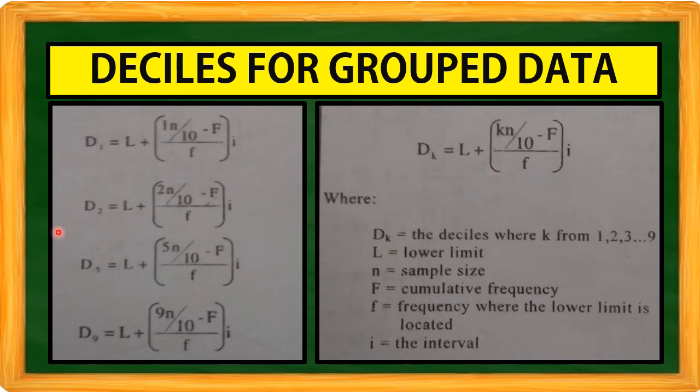So ang pinapalitan lang, pag decile 2, lalagyan natin ng 2 instead of 1. Decile 5, 5 din ang gagamitin natin. Decile 9, 9 din ang gagamitin. Yung D sub k is the deciles from 1 to 9. And then L is the lower limit. N is the sample size. Uppercase F is the cumulative frequency. Lowercase f is the frequency where the lower limit is located, and I is the interval.